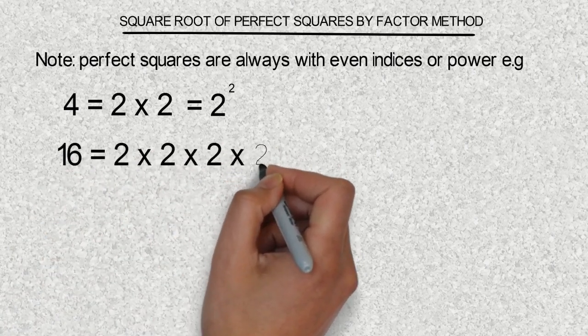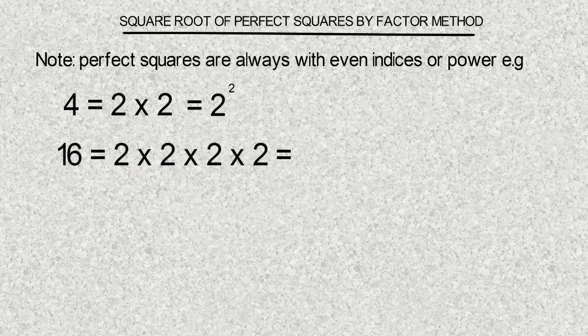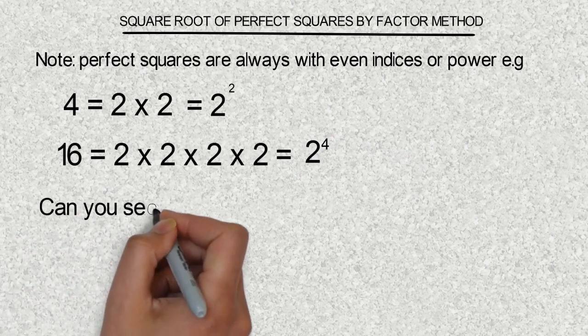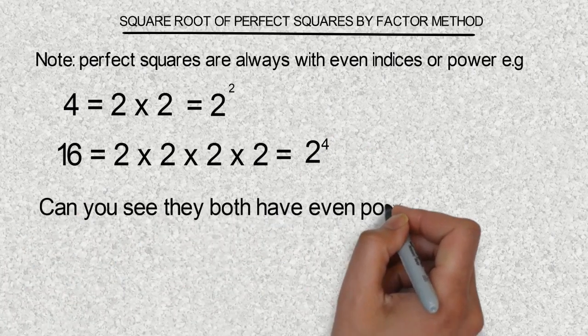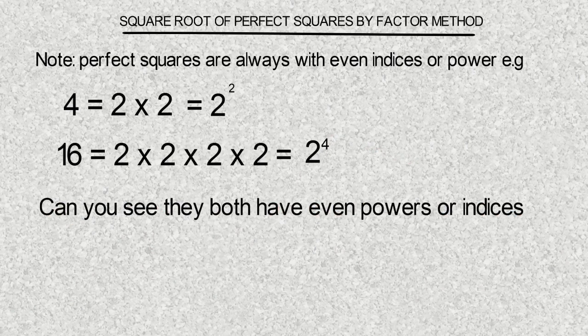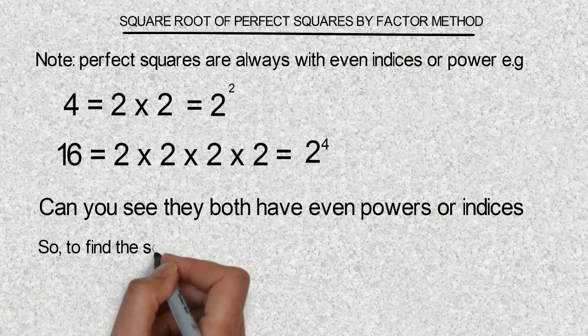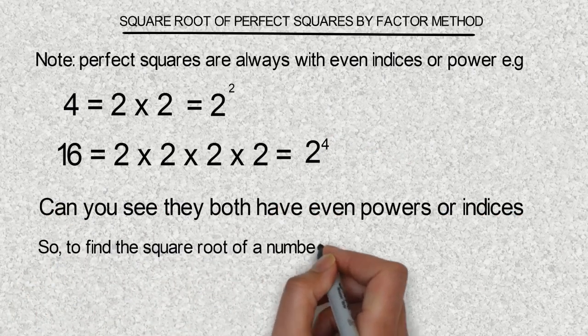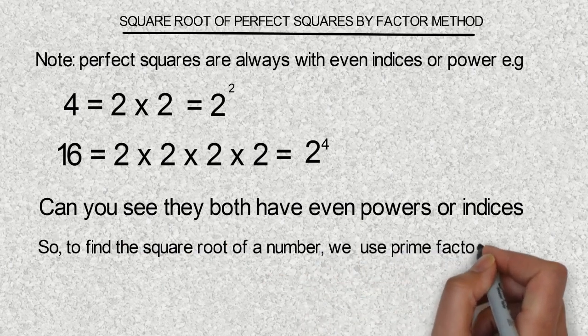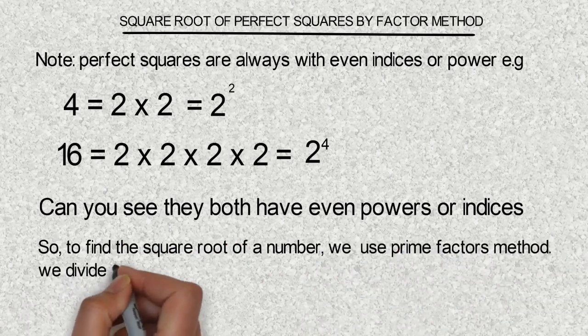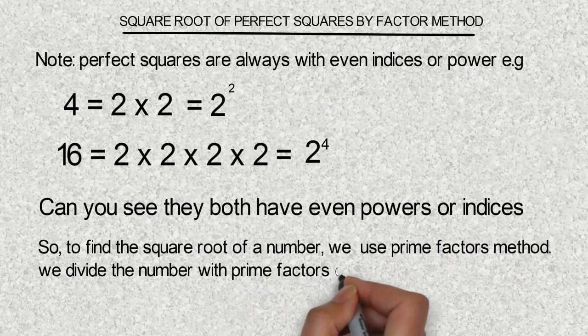Also, 16 will give us 2 times 2 times 2 times 2, which will give us 2 raised to power 4. Can you see that the powers are even numbers? Also, can you see that? So to find the square root of a number, we use the prime factor method. That is, we divide the number with the prime factors only.